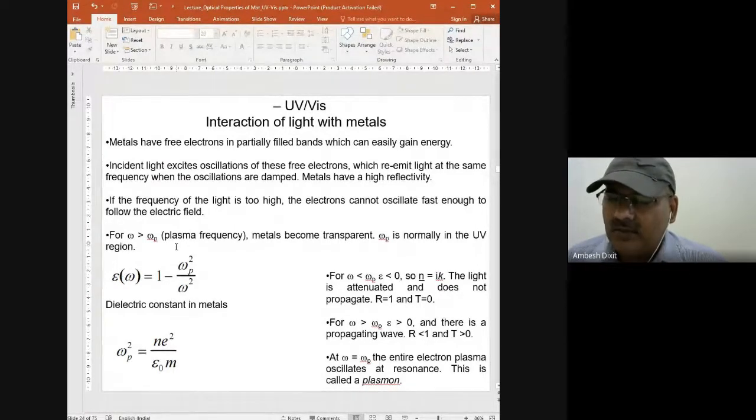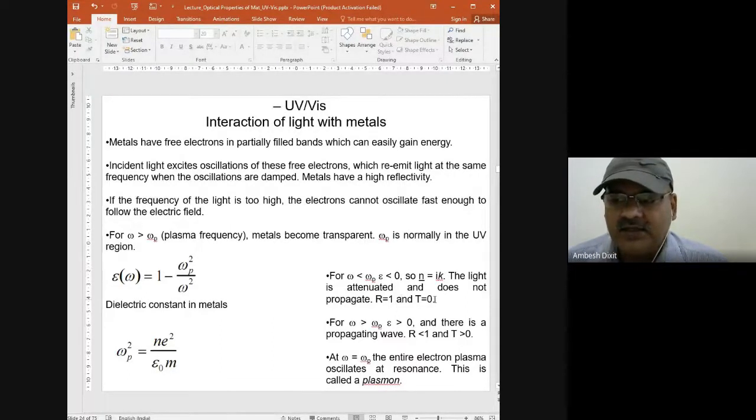You see, I have a unique frequency given by omega p squared equals N e squared over epsilon naught m. This is called the plasmon frequency, the collective electron oscillation frequency, which depends upon the number density, and the rest is constant. If I take omega less than omega p, then my epsilon will be less than 0. Then my refractive index will become imaginary, n equals i k, where k is the extinction coefficient, and the light is attenuated and does not propagate.